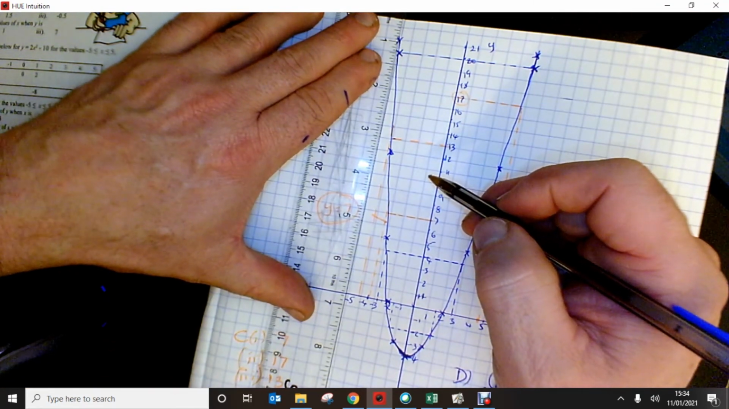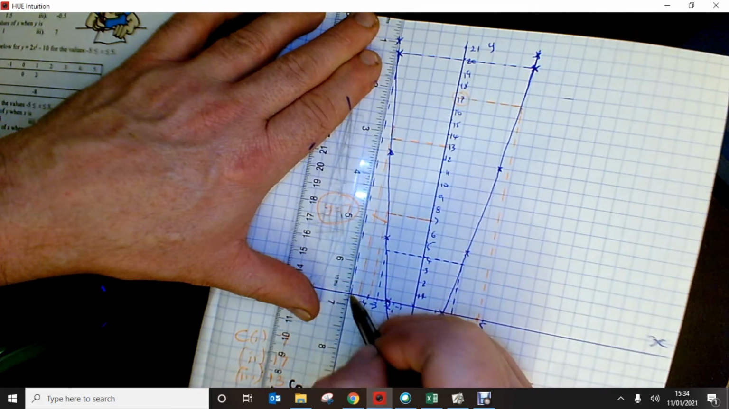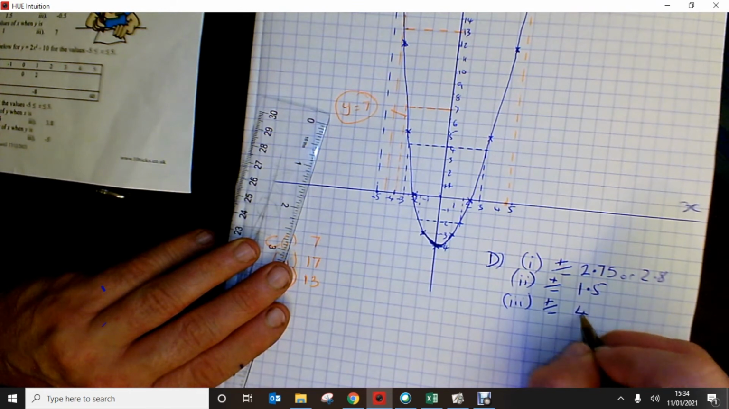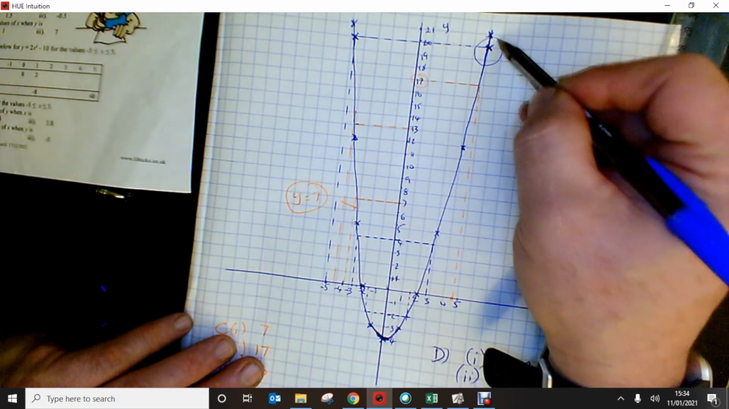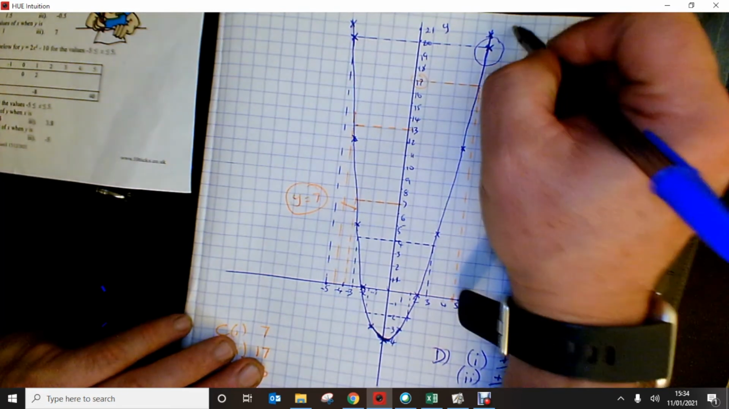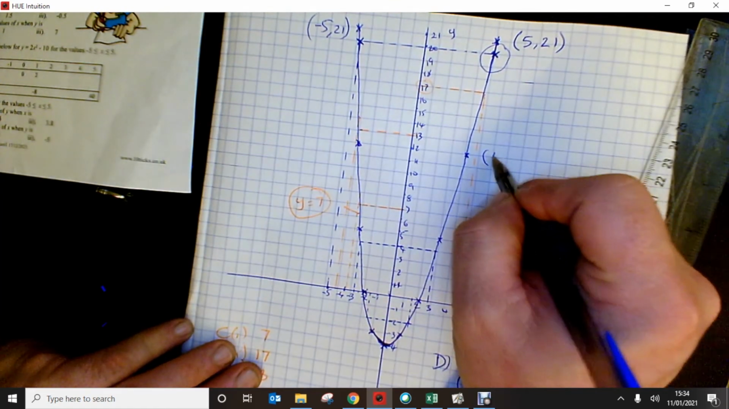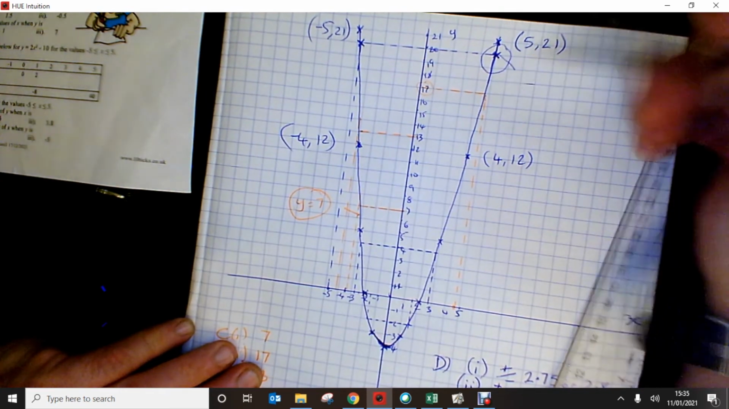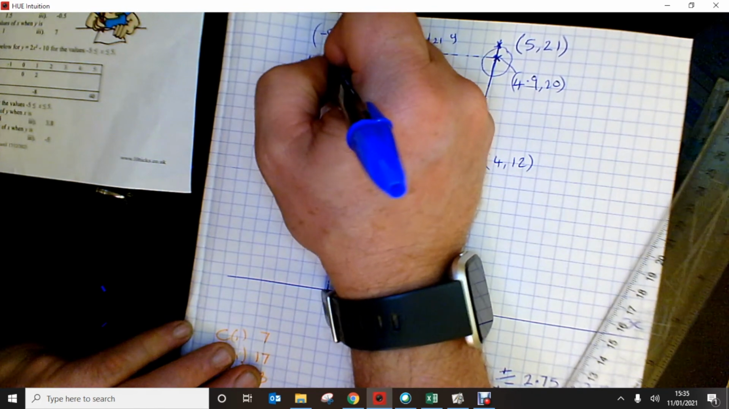So let's look at this one here. Let's bring this one down to the bottom line. And at that point there, we could say again plus and minus 4, let's say 4.9. So take care when drawing your graph, and be realistic with the answers that you're looking to give. We know this point here is 5, 21 and negative 5, 21. We know this point here is 4, 12 and negative 4, 12. So this point here would probably be something around 4.9, 20 and negative 4.9, 20.